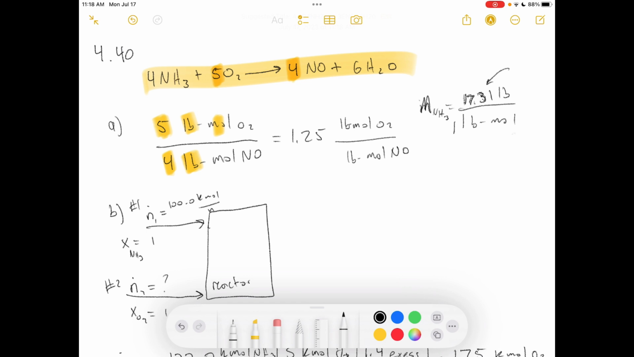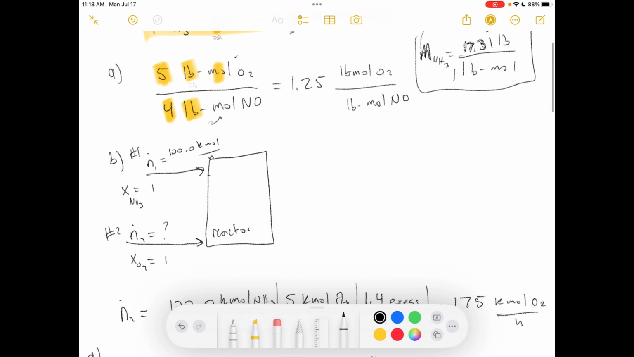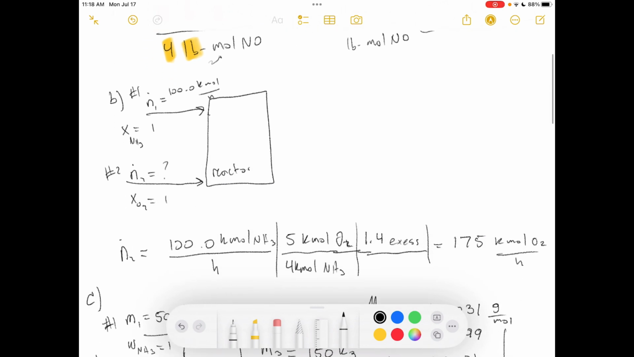So yeah, you don't really have to know this in order to do this part. You're just looking at the stoichiometries. Regardless of whether it's pound moles, kilomoles, gram moles, it doesn't matter, as long as these units match each other, they're going to cancel out. Hopefully that's helpful for you guys. Let's move on to part B.